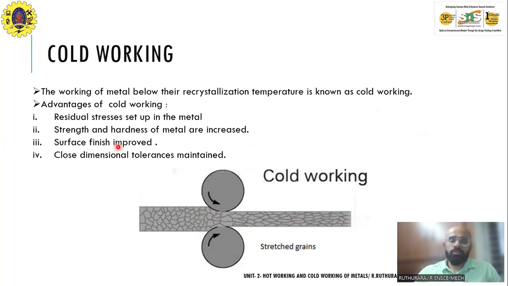So the flow will be that casting will be done, then hot working will be done. Then if you need a smooth surface finish, you will go for cold working. That will be the flow of the metalworking process.